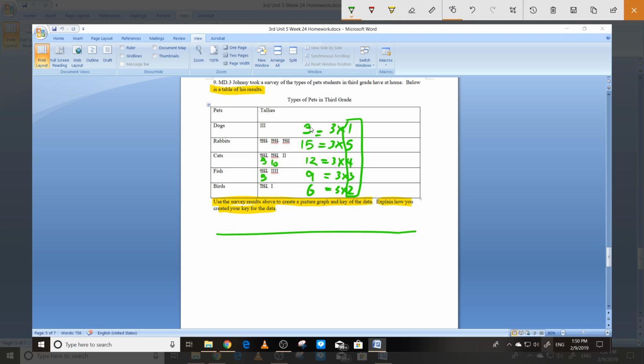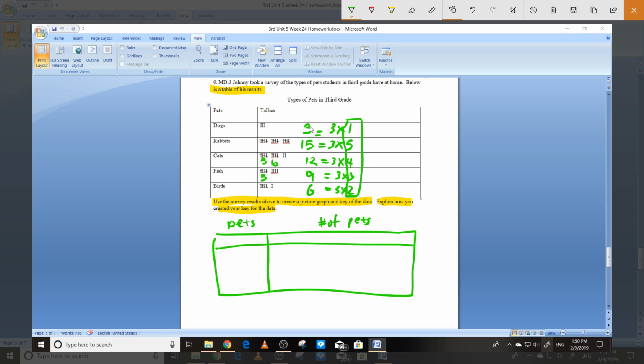So we're going to draw a box like this. Okay, we have pets over here. And then we have number of pets. Okay, we're going to cut it off right here. The first one is dog. And then the second one will be rabbit. Third one will be cats. Then we have fish.